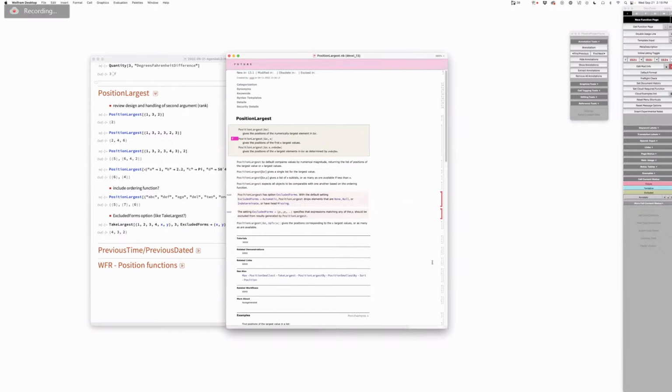Okay. PositionLargest. So Danny has basically implemented what we had previously discussed. I have a futurized ref page that basically breaks this down, but there was still some discussion about what we want to do with the second argument. Right now, it is a rank specification. I really don't think that should change, because otherwise it becomes a trivial function. It doesn't add anything new.